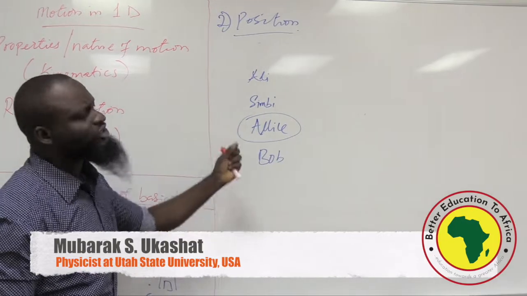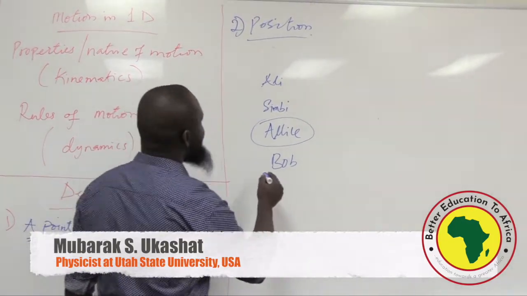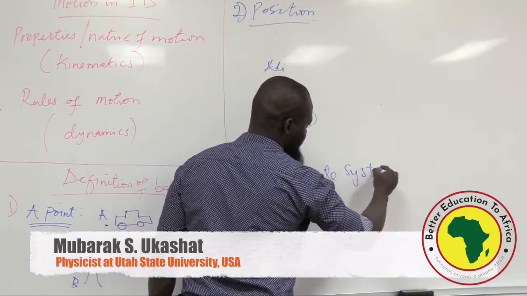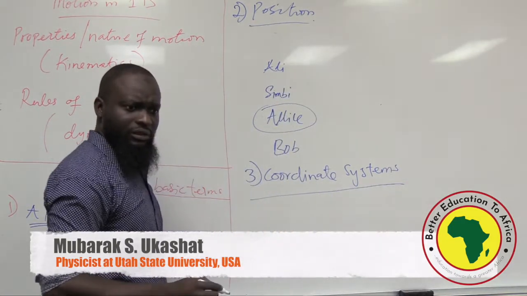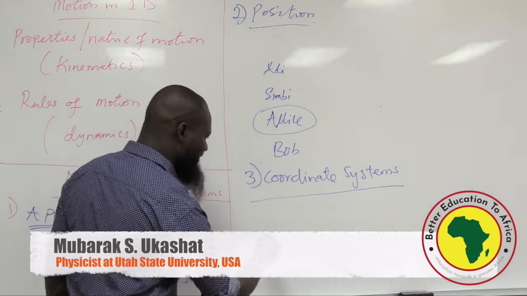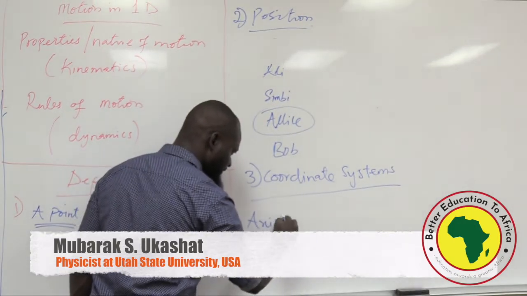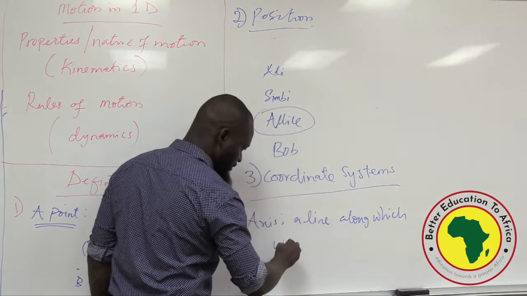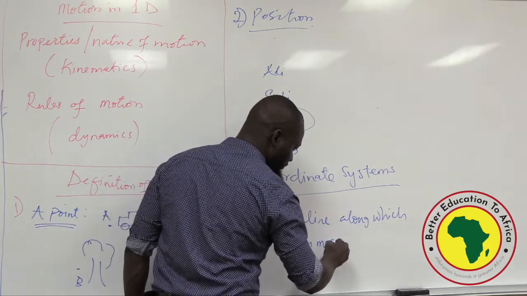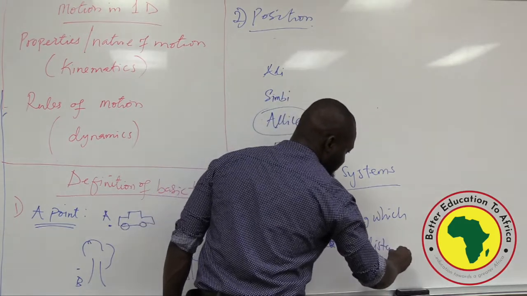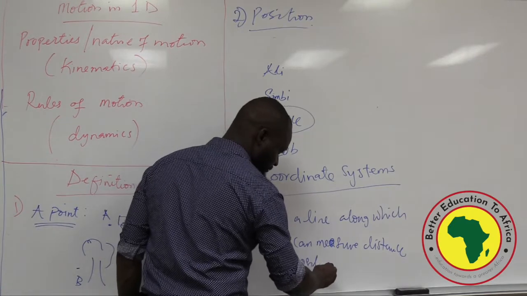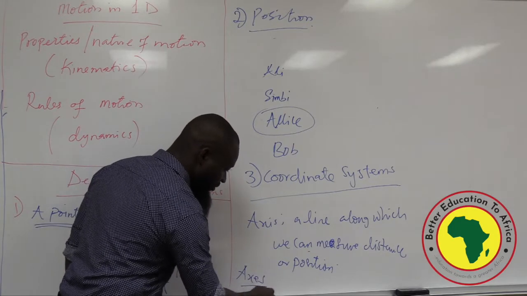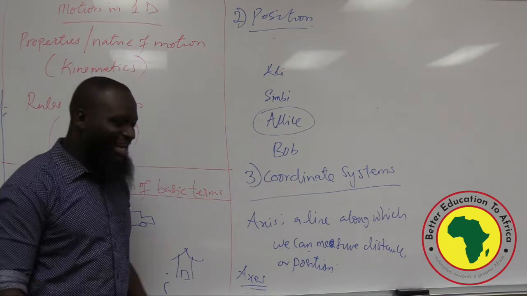So when you want to discuss the position of an object, this is where we talk about number three, coordinate systems. Coordinate systems give you some set of axes. An axis is a line along which we can measure distance or position. That's what we call an axis, and the plural is axes, pronounced as axis. So that line is called an axis.